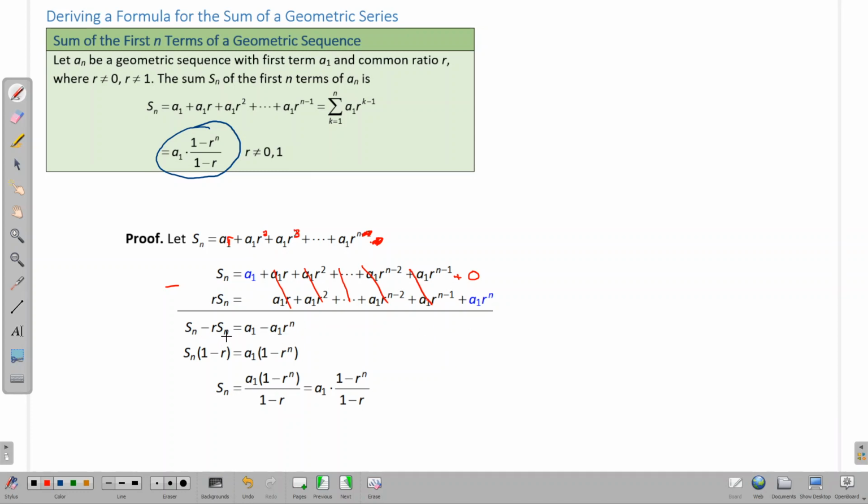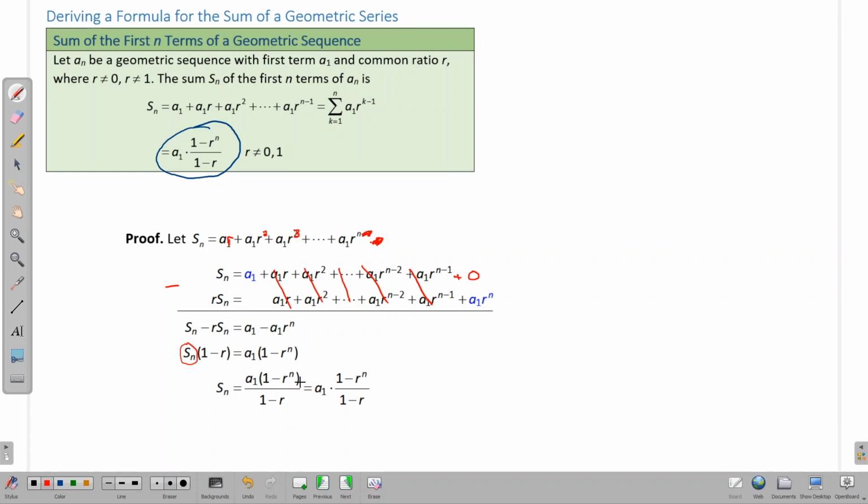The next thing that we do is we have like terms on each side. S sub n is a common factor, I should say. We can factor that out, leaving 1 minus r here, and then I can factor a sub 1 out on this side, which leaves 1 minus r to the n. The goal was to get this thing by itself, so all we're going to do is divide both sides by the 1 minus r. Just divide that over, and that gives you this expression here. And this is equivalent to what you have here.